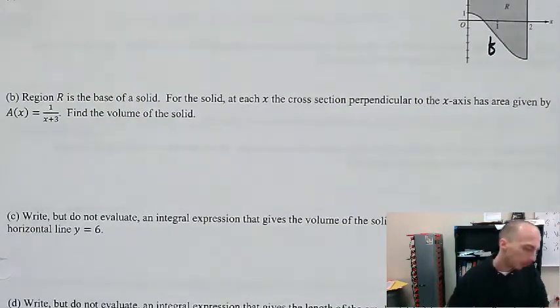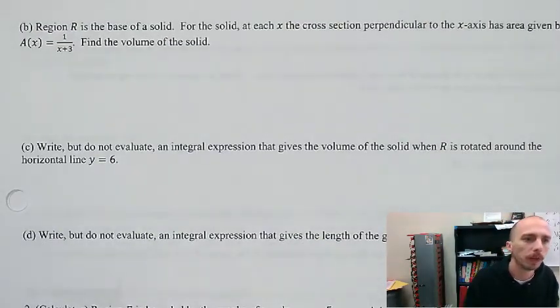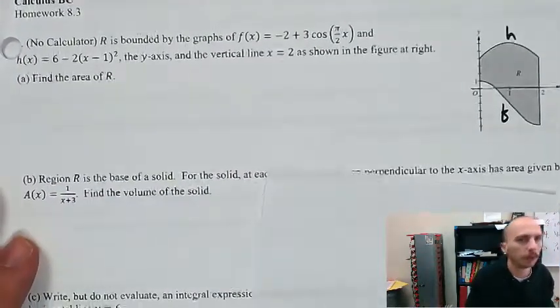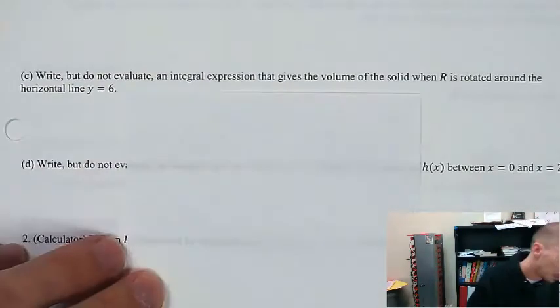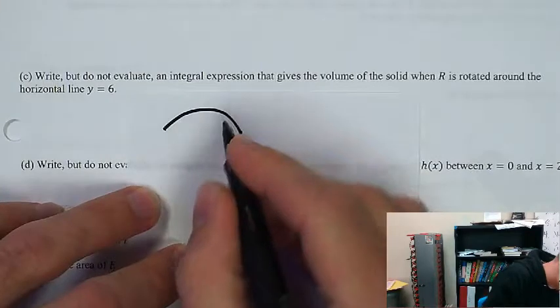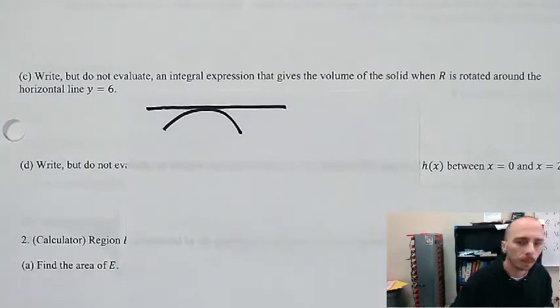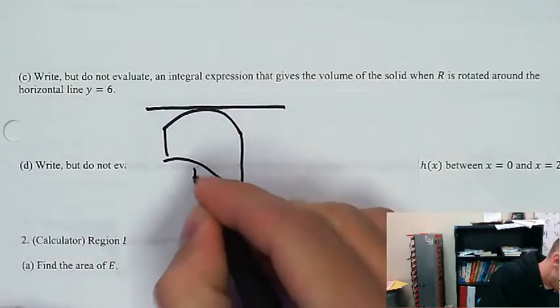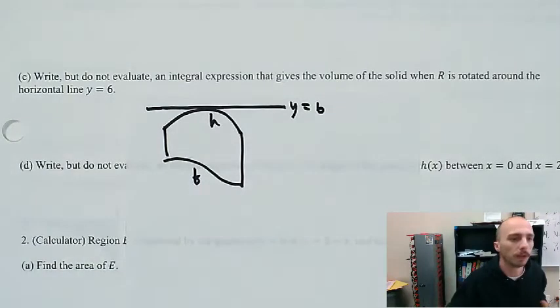Okay. Part C is write, but do not evaluate an expression that gives the volume of the solid when R is rotated around the horizontal line y equals 6. Okay. Oh, and so I'm going to, just like normal, this one's going to be a washer volume. I'm going to set it up by sketching, labeling the sketch, and filling in the formula. So let's say that was h. That's y equals 6. And then we've got f down here. So that's f, that's h, and this is the line y equals 6. Okay, so that's going to be good enough.